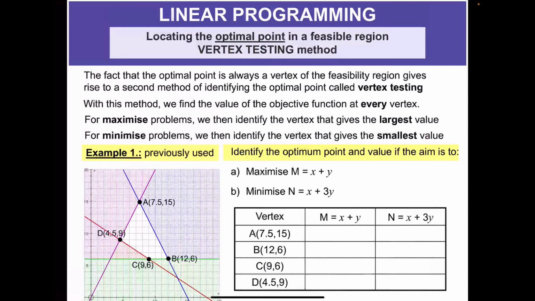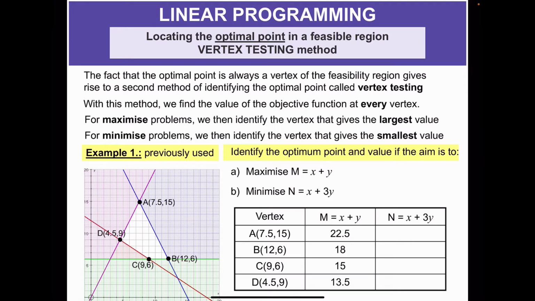If I'm maximizing m, that means it's the sum of x plus y, then you're going to check the values of m at every single vertex. So at A it's 22.5, at B it's 18, C is 15, and D is 13.5.